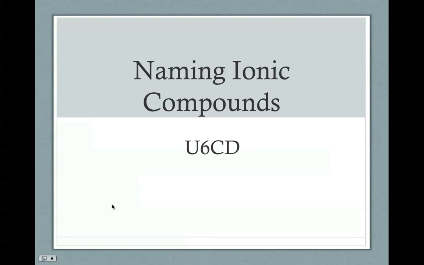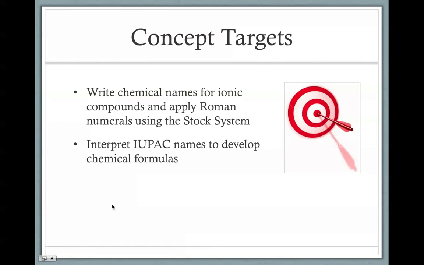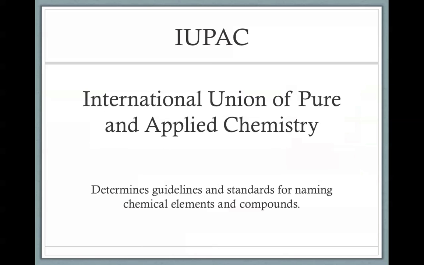Today our focus is going to be on naming ionic compounds. So we're going to be writing chemical names for these ionic compounds, and we're going to apply Roman numerals using something called the stock system. Also in class we're going to work on interpreting IUPAC names to develop chemical formulas.